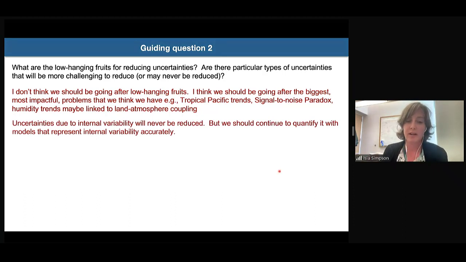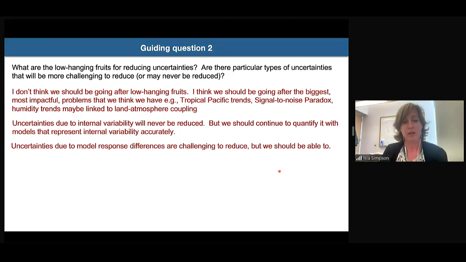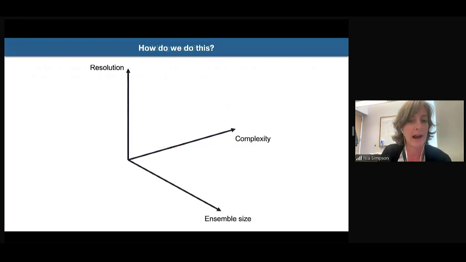Our uncertainties due to internal variability will never be reduced, but we need to continue to quantify them with models that represent internal variability accurately. The uncertainties due to model response differences are challenging to reduce, but that should be something we should be able to do. We should be able to understand why models do different things and then figure out which ones we think are more correct. So how do we go about doing this?